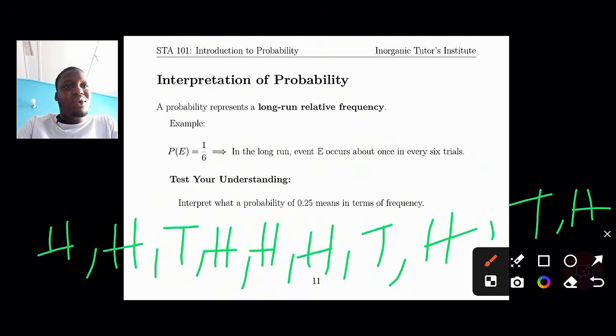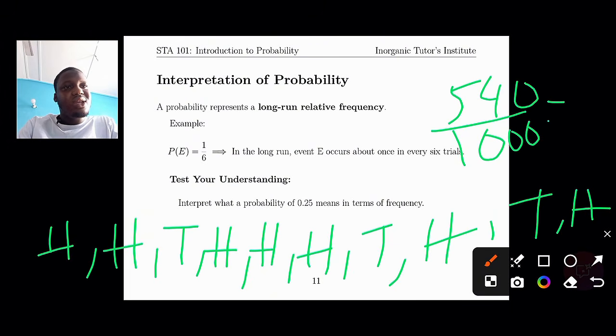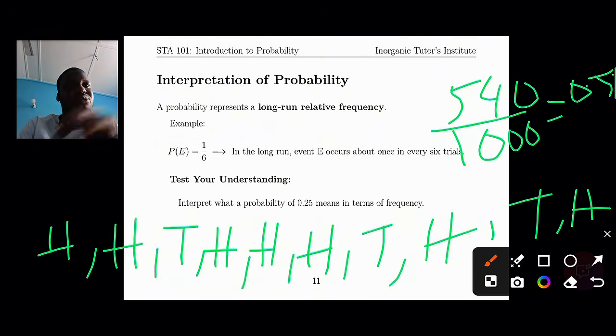Let me put this down. So you get heads 540 times, and the total toss is 1,000. So you realize you get 0.54, which is approximately 0.5. Okay. And what do you get for tails? 460 over 1,000, which is 0.46, which is approximately 0.5.